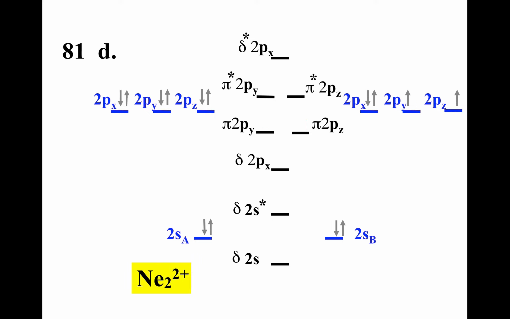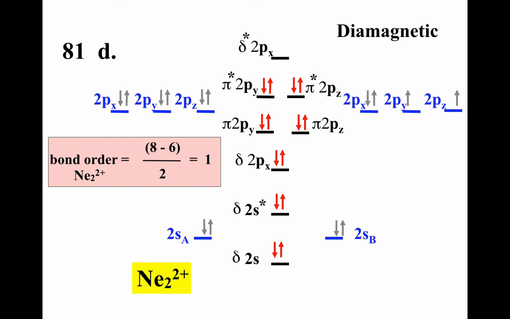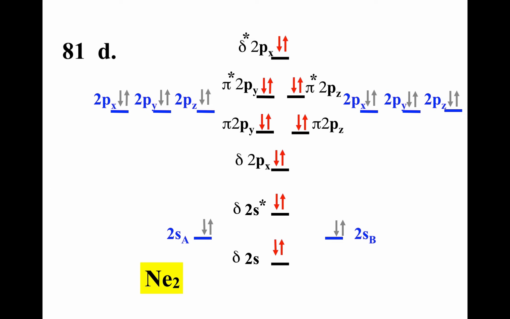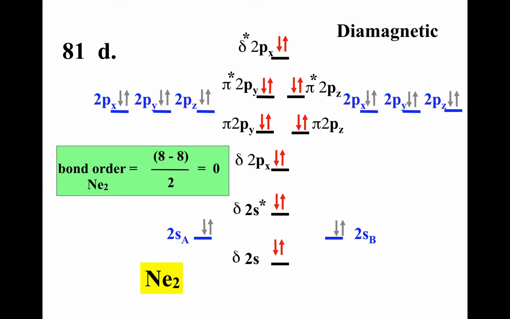And that's for C. For D, we've got neon 2 plus. By taking 2 electrons out of Ne2, we have fewer electrons going into antibonding orbitals. So it's diamagnetic. They're all paired. When you do the bond order, you end up with a stable bond order. So Ne2 2 plus is going to be stable. Whereas if you put those electrons back in, they're going into antibonding orbitals, and I end up with a bond order of 0. So unstable. Ne2 is unstable, whereas Ne2 2 plus is stable.